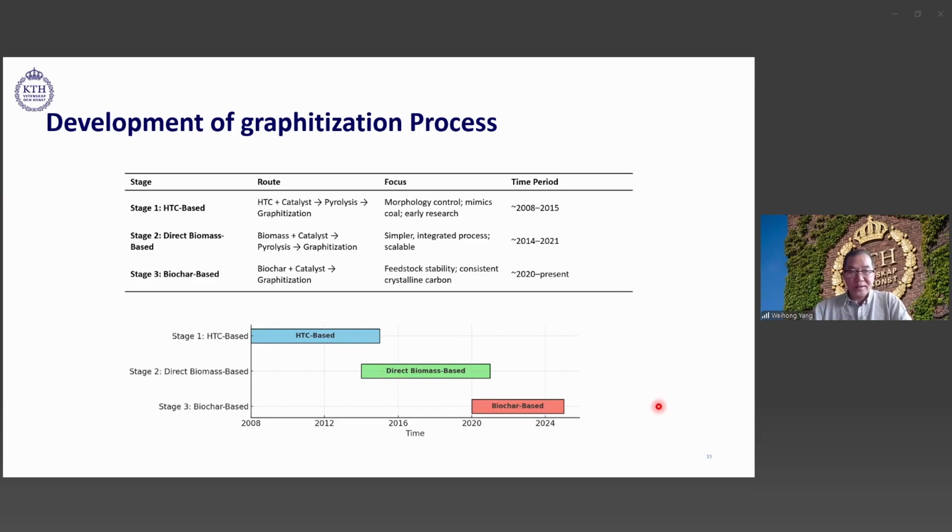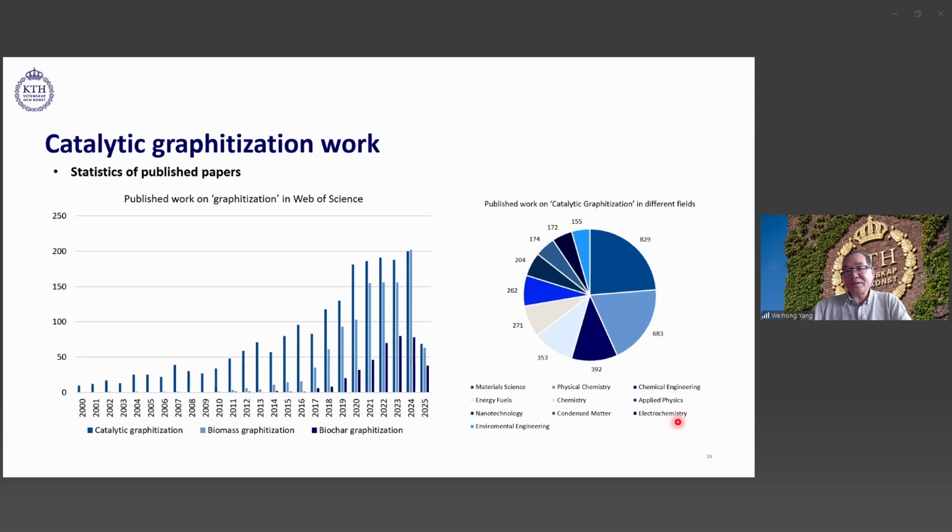If you talk about graphitization process development, there are just a few of them. Of course, there are still some people working on HTC, hydrothermal carbonization, but no one really works on direct biomass-based graphitization production. Because of the huge demand for graphite, you can see that publications on the graphitization of biomass have increased quite a lot. The main topics come from the material science and energy fields.